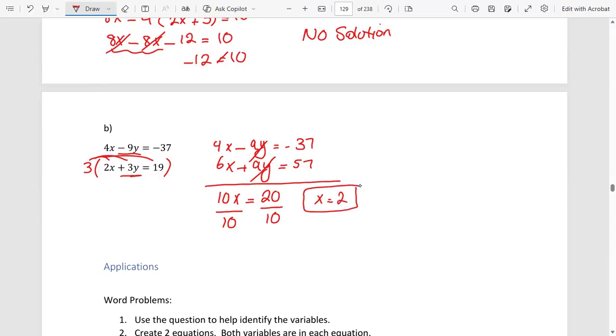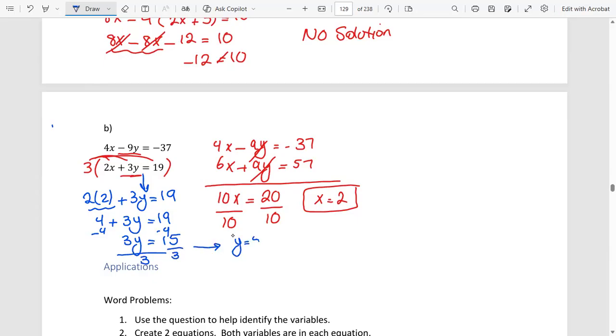After finding x, replace it in one equation to find y. I'm going to replace it into the second equation. So 2x, which is 2, plus 3y equals 19. 2 times 2 is 4. Subtract 4 from both sides, because we want to have y by itself. And then divide both sides by 3, so y must be equal to 5. So the answer is 2 and 5. So this time we have a solution. It's not a special solution.